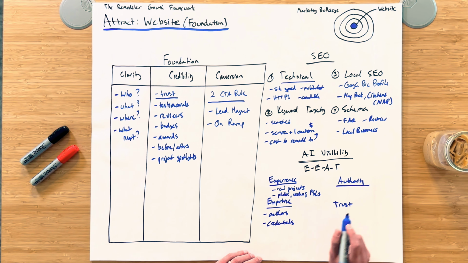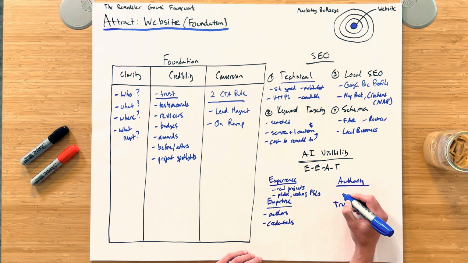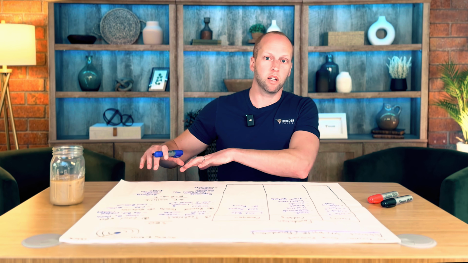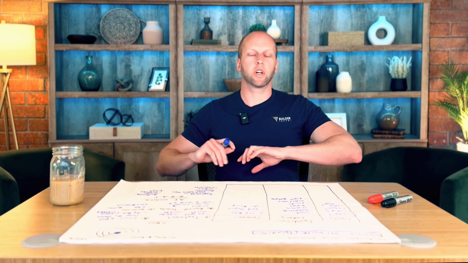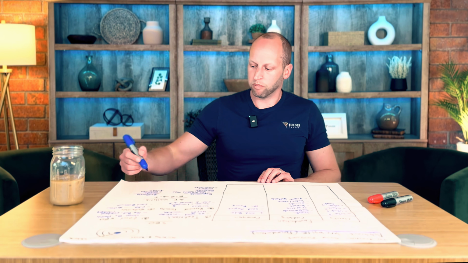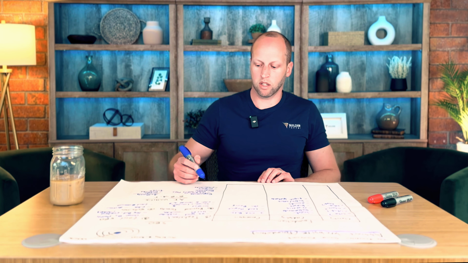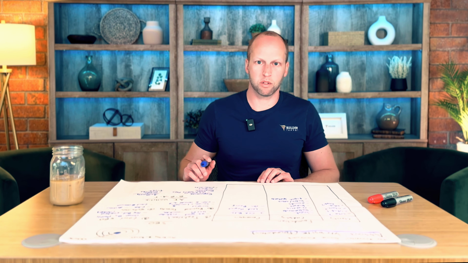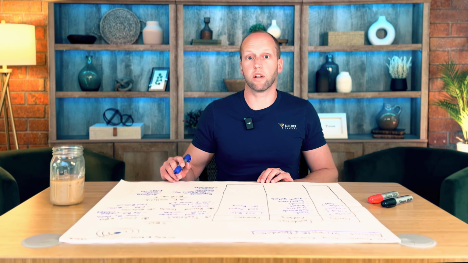Okay, so then we have authority. So this is going to be things like awards, backlinks, and what we're trying to show AI is that, hey, our company has authority. And so if your company is winning awards, some of these cross over a little bit. That's going to show off some expertise. It's also going to demonstrate some experience, but it's also showing that authority, right?